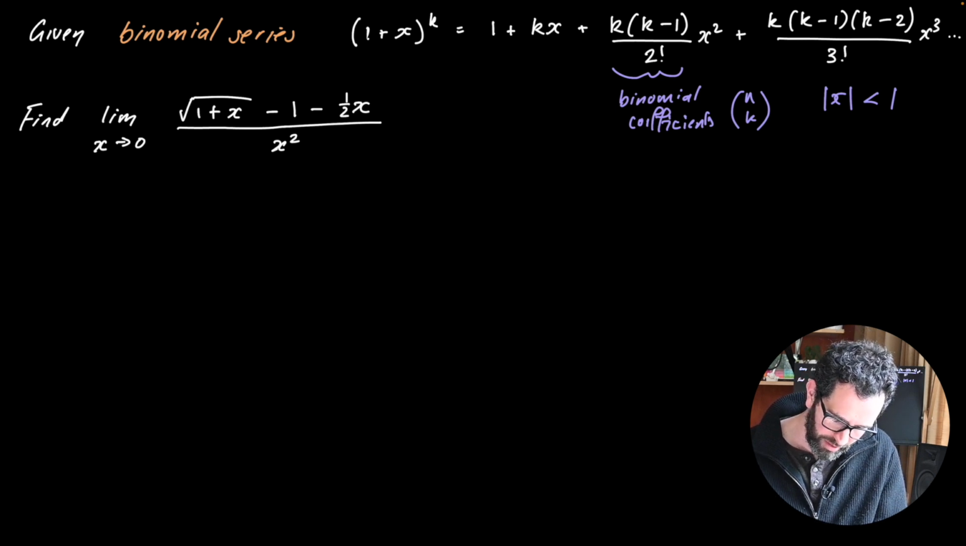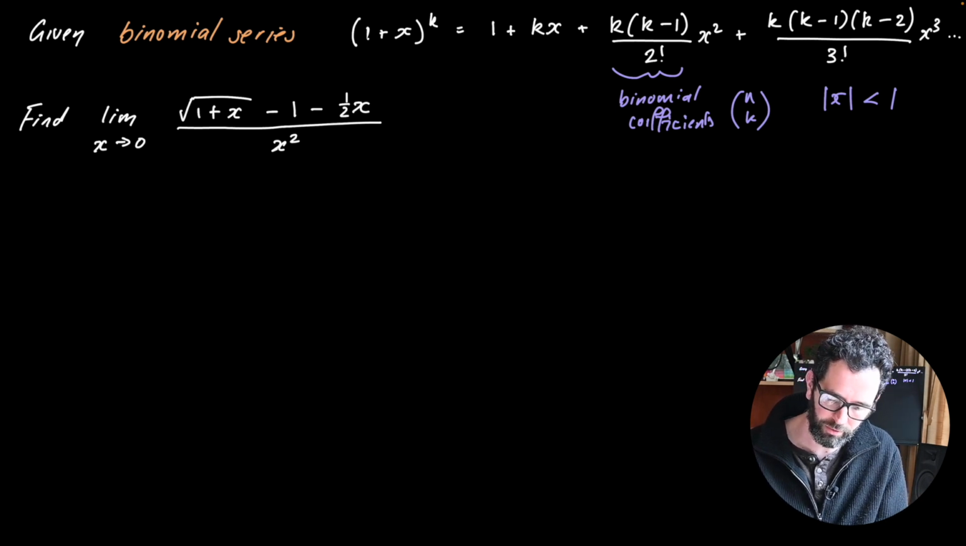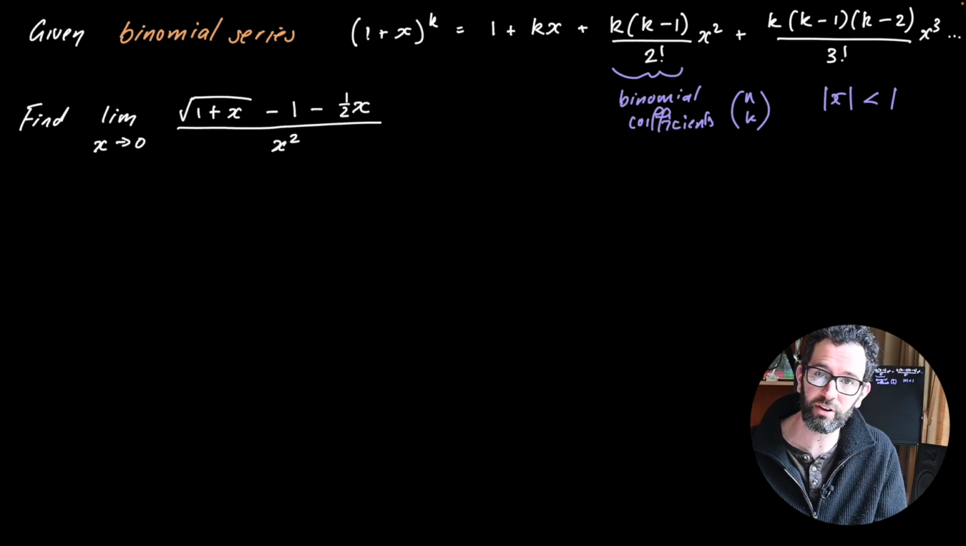So on the top, as x goes to 0, that x is going to be 0, so it's going to be 1 minus 1 minus 0 on top, that's a 0. And on the bottom, we're going to have 0 as well. So this is an indeterminate form of the form 0 over 0. So we could apply L'Hopital's rule to solve this one. But we can also use our Taylor series knowledge to solve this a different way.